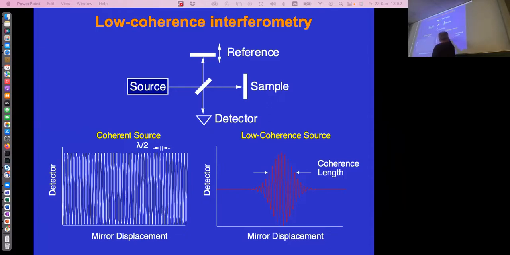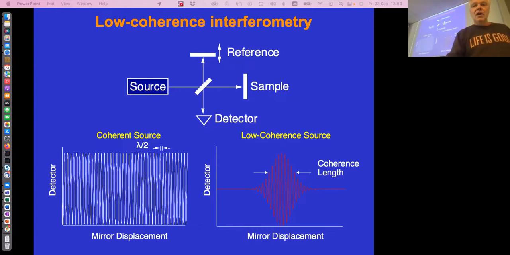And that displacement of the mirror over which you still see the full width half max of this interference pattern is called the coherence length of your source. It's a characterization of the source. It tells you for what path length differences you still see interference between the two arms in the interferometer.